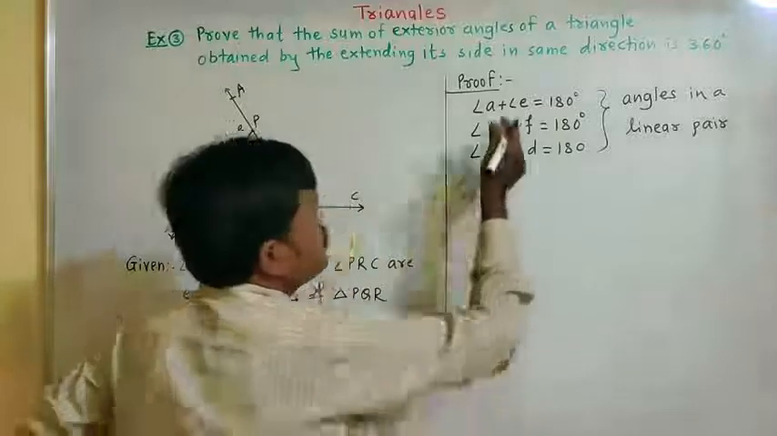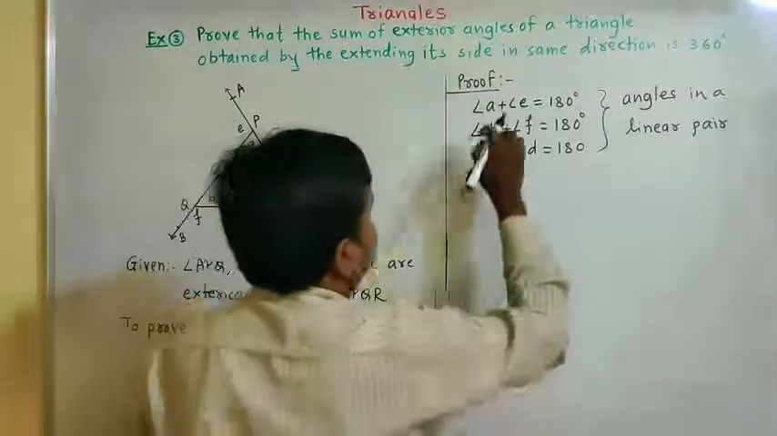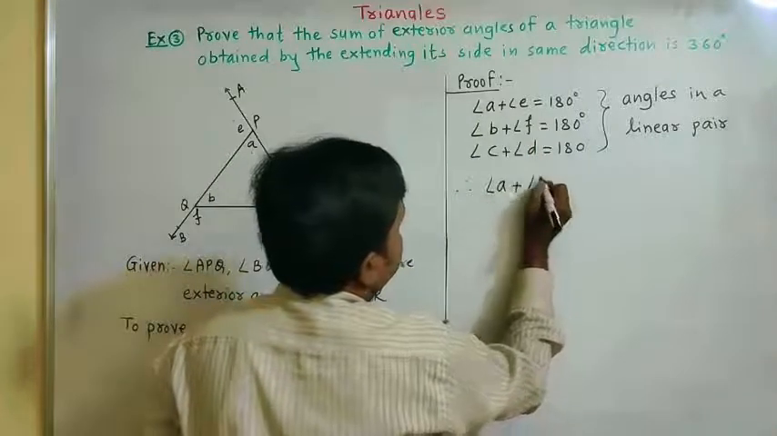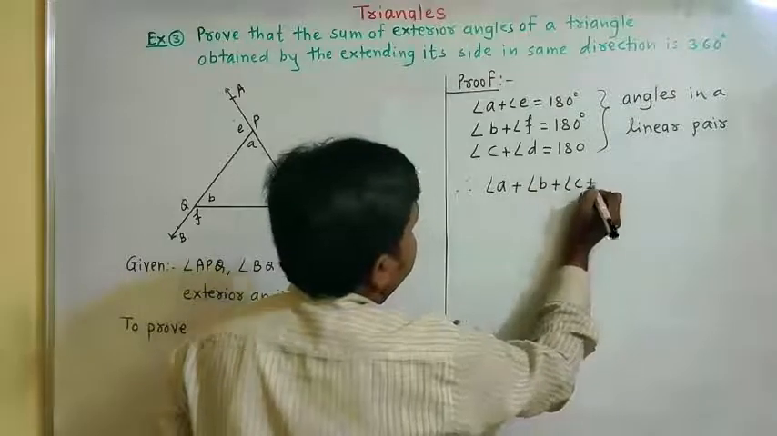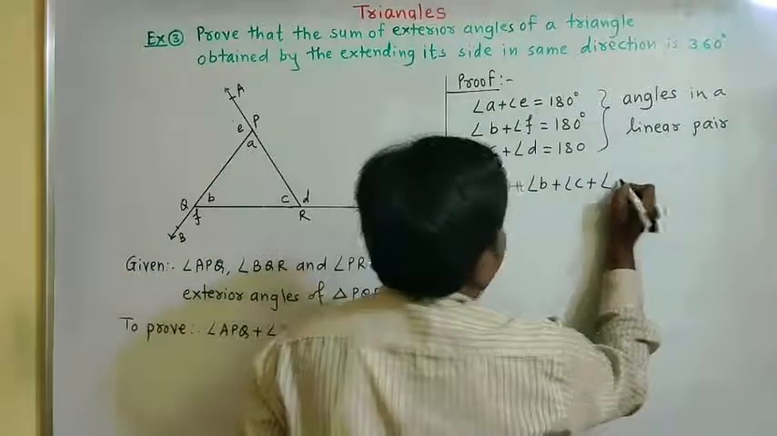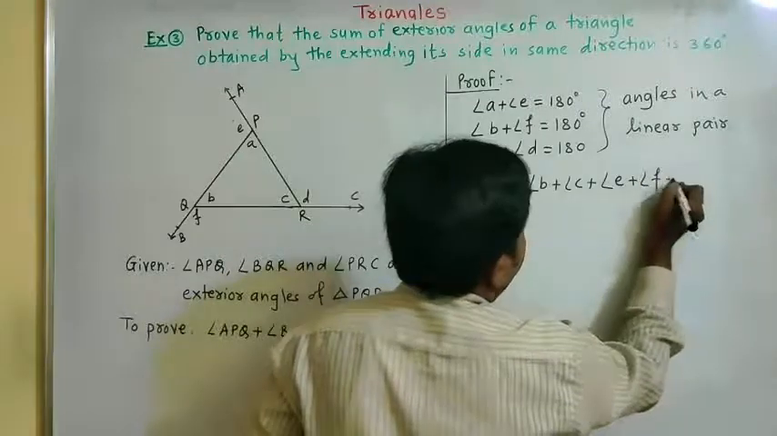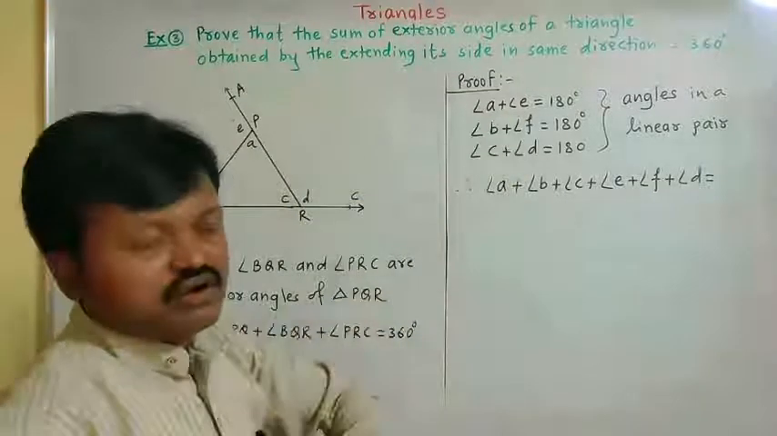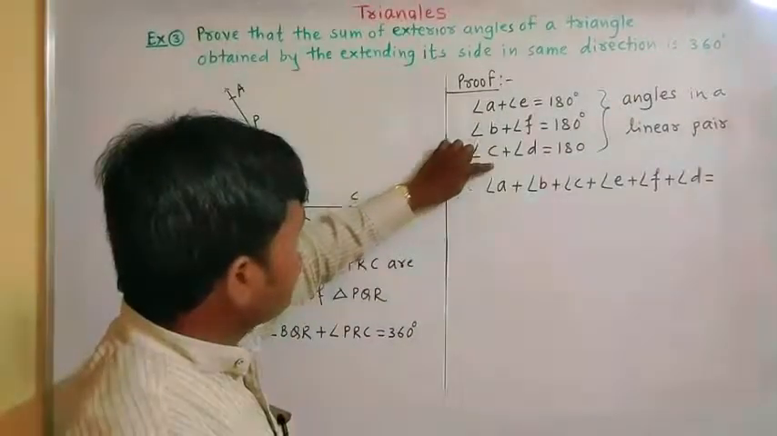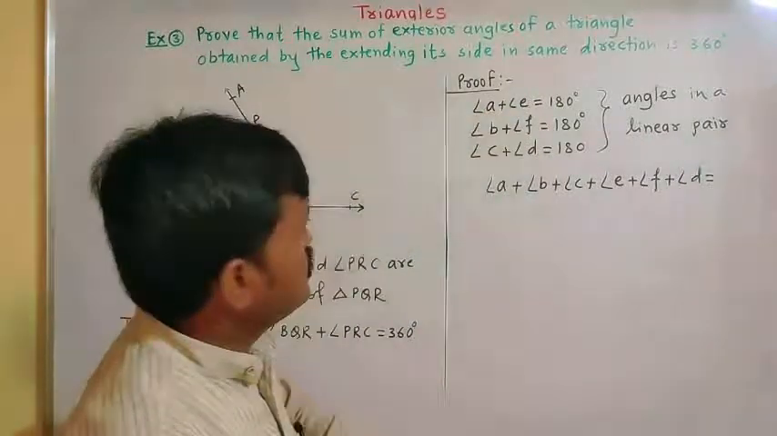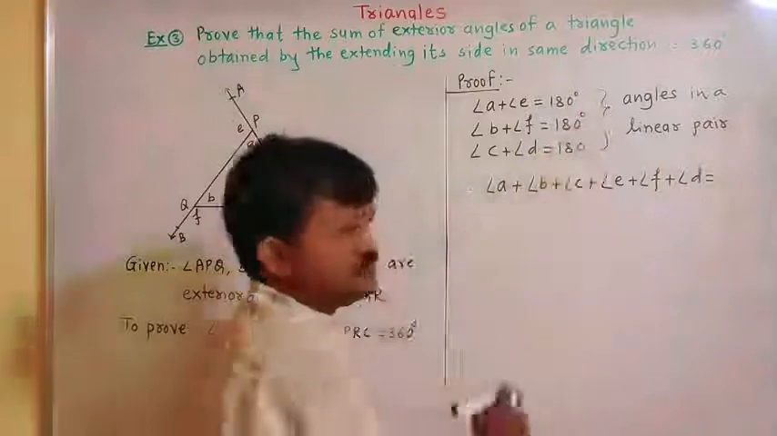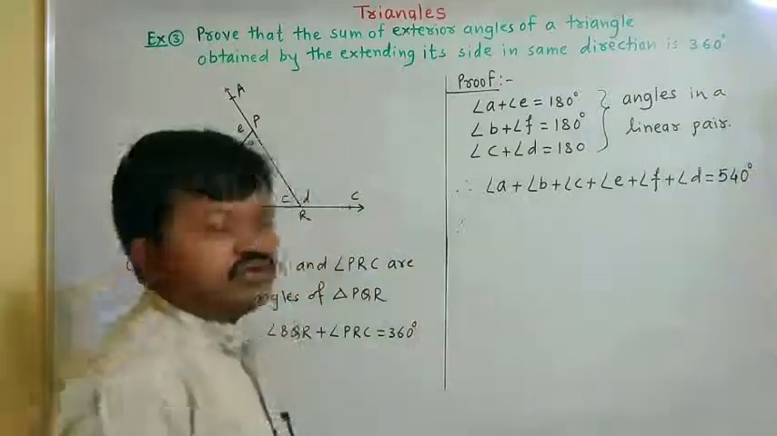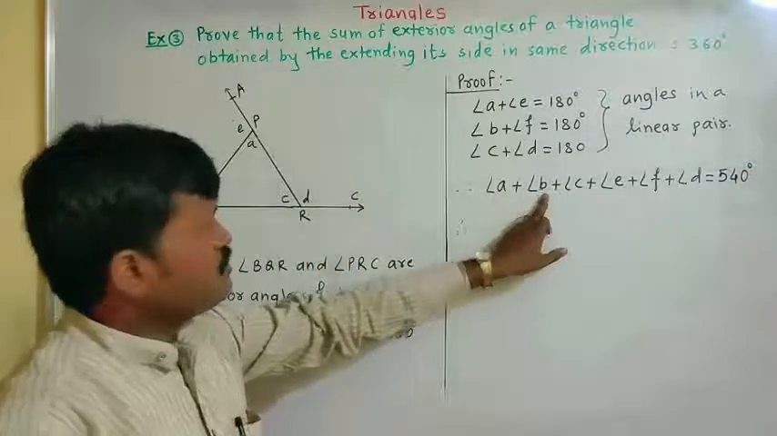Therefore, you add all these angles. Look here: angle A plus angle B plus angle C plus angle E plus angle F plus angle D is equal to, you write, the summation of all this: 180 plus 180 plus 180. How much is it? 540 degrees.